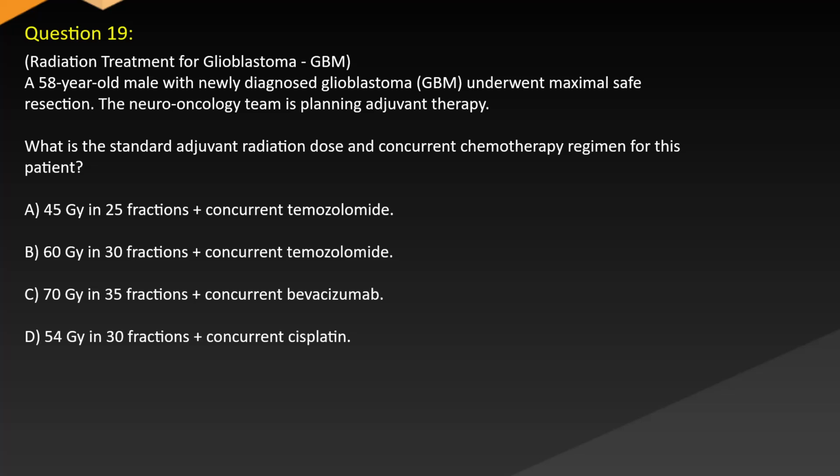A. 45 Gy in 25 fractions plus concurrent temozolomide. B. 60 Gy in 30 fractions plus concurrent temozolomide. C. 70 Gy in 35 fractions plus concurrent bevacizumab. D. 54 Gy in 30 fractions plus concurrent cisplatin.